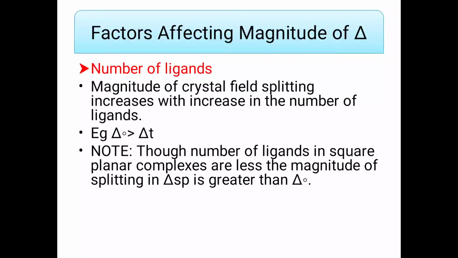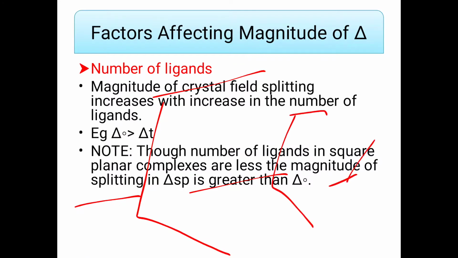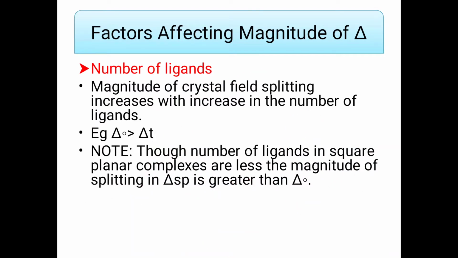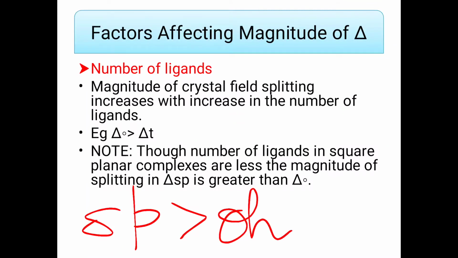But now comes the trick. If you have a square planar complex, what will happen? Square planar also has 4 ligands, and tetrahedral also has 4 ligands. But the catch is that square planar causes a much higher splitting as compared to octahedral and tetrahedral. Say this is for square planar, this is for octahedral, and this is for tetrahedral. So the order of splitting is: square planar is the most, then comes octahedral, and then comes tetrahedral.